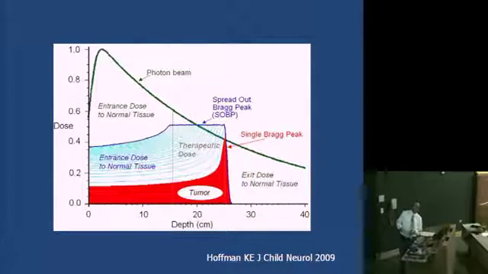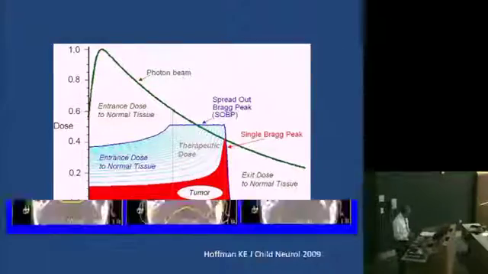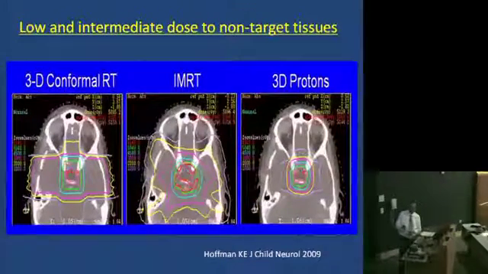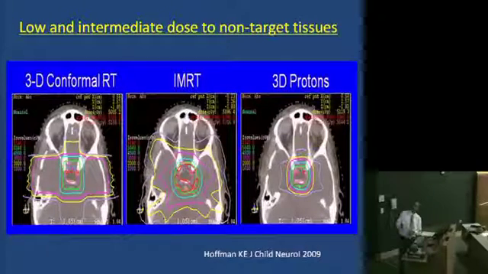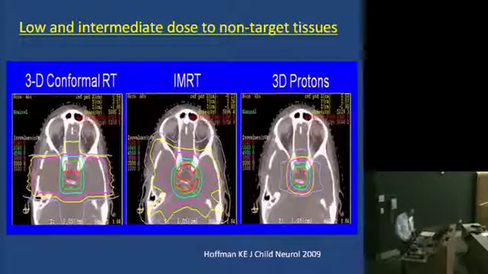However, some of this benefit, if you use multiple fields and intensity modulation radiation therapy, you could practically deliver the same kind of radiation with intensity modulation radiation therapy. So this is an example of patients treated with three-dimensional conformal radiation therapy, intensity modulation radiation therapy, and three-dimensional proton treatment. Again, the idea is to give the maximum amount of radiation to the tumor and a minimum amount of radiation to the normal tissues.